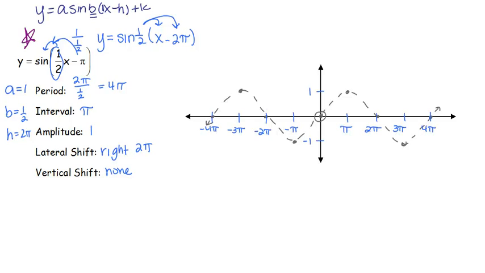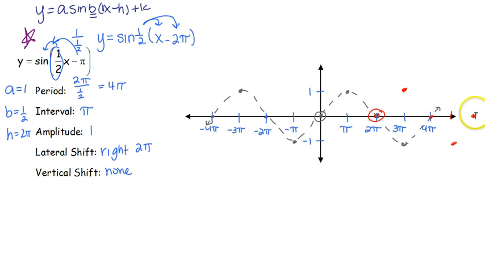Okay, so our period was 4 pi, our interval was pi, so when I labeled, I went by pi's all the way to 4 pi, showing me 1 cycle. The amplitude was 1, so our distance between each point is a vertical distance of 1. We have a lateral shift of 2 pi, no vertical shift. So generally I start at 0, 0, but I have to move that starting point 2 pi to the right, which means this is now my new starting point. So then I have to go up, down, down, up.